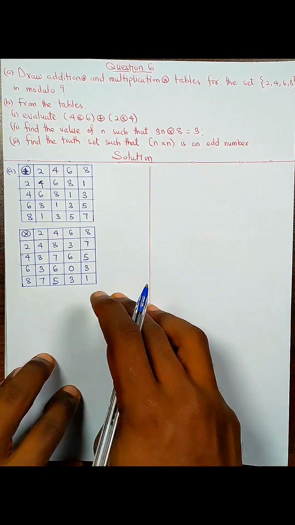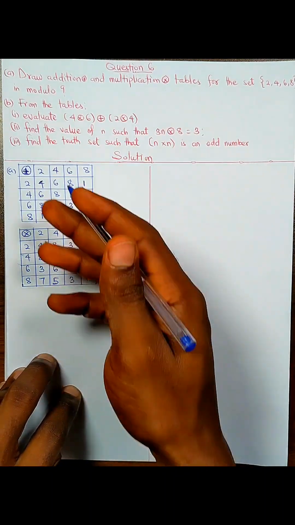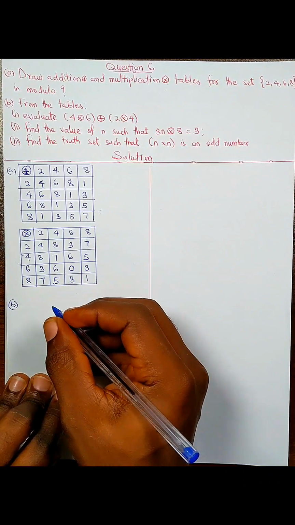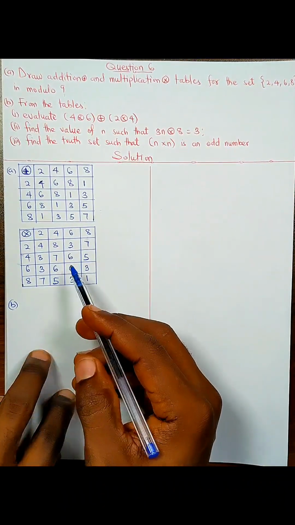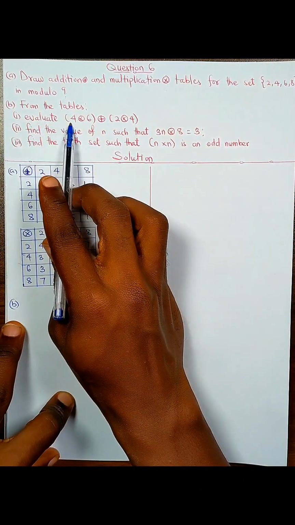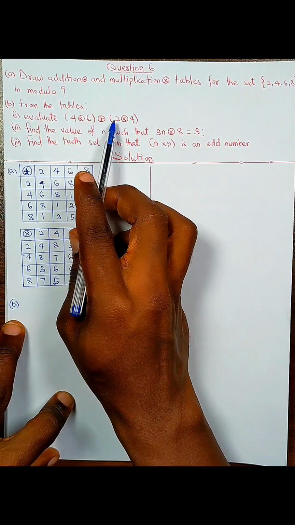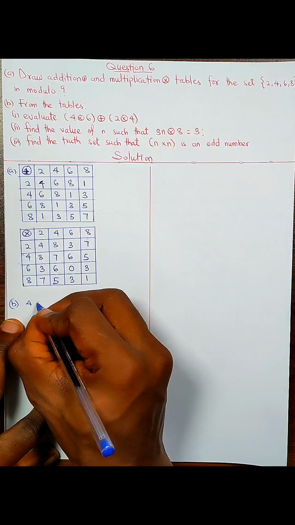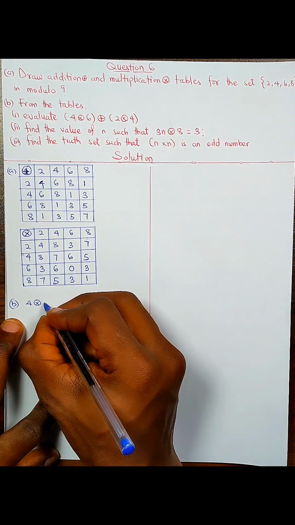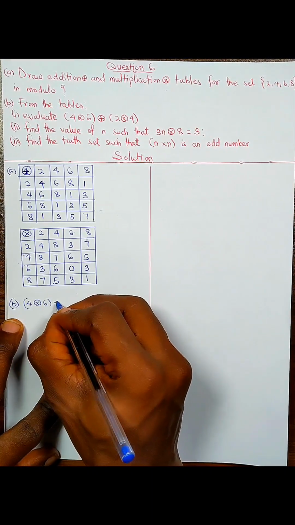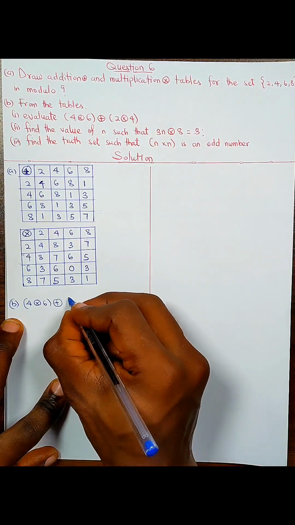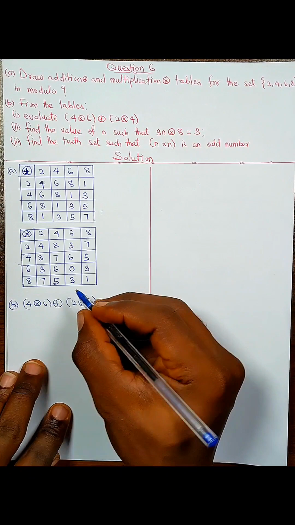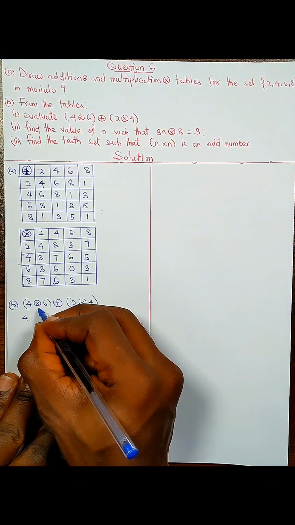That is for the A part, so we are done with it by just drawing. Let's go to the B part. B says, from the table, evaluate 4 times 6 plus 2 times 4. First of all, let's write it: 4, multiplication operation, 6, plus operation, 2 times 4. First of all, you have to deal with the left bracket.